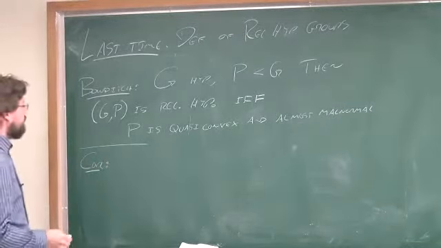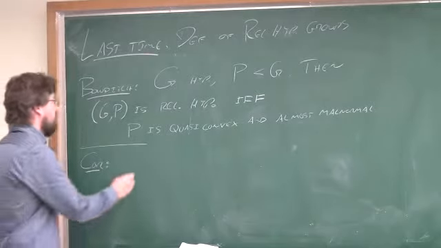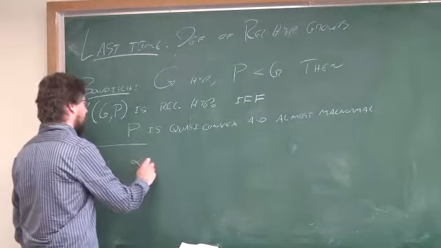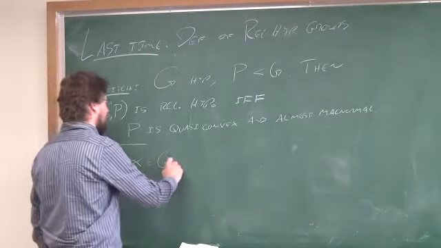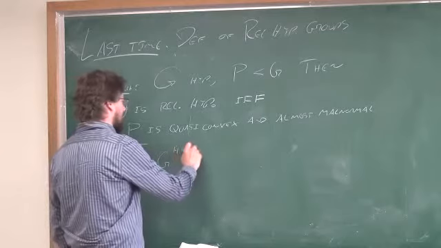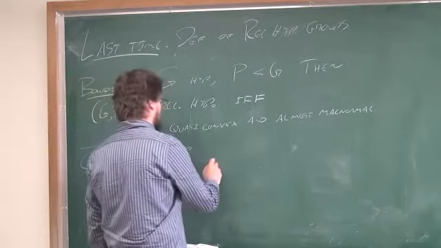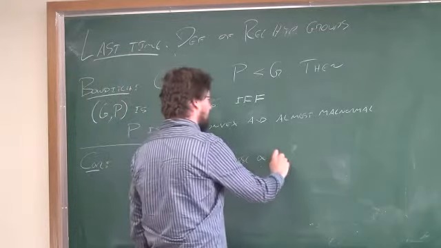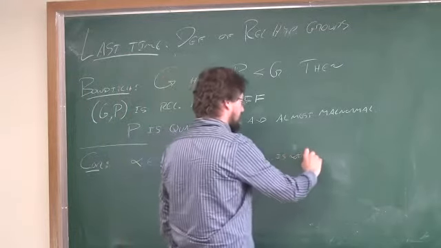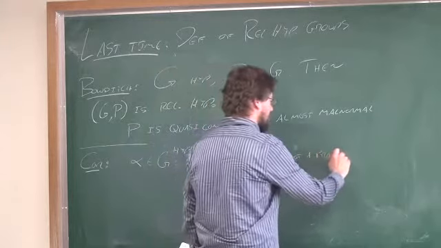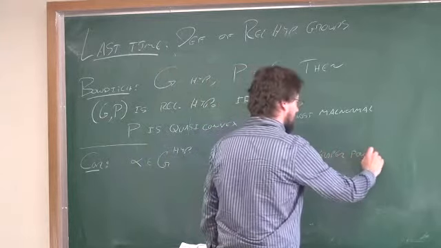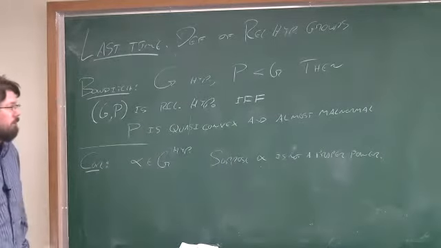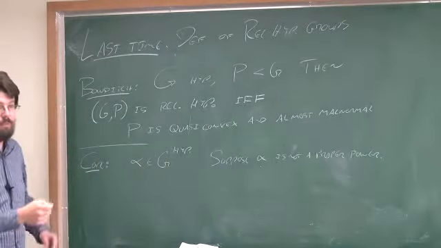Actually, this is true even if G is not torsion-free. So let me just state it as follows. Suppose that alpha is in G hyperbolic, and suppose alpha is not a proper power. So if alpha is not a proper power, then in particular it can't be a torsion element, right?